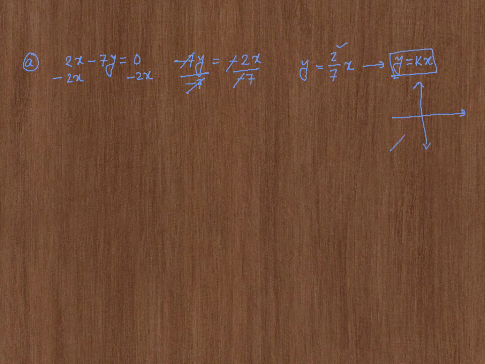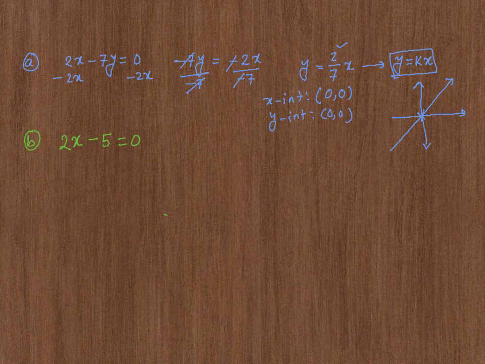meaning it is going to go like this. So this equation goes through the origin, so its x and y intercepts overlap, meaning the origin is both the x-intercept and the y-intercept. So for this equation, the x-intercept is at 0, 0. The y-intercept is the same point, which is 0, 0.